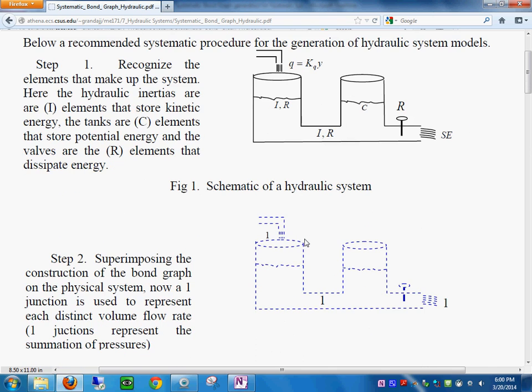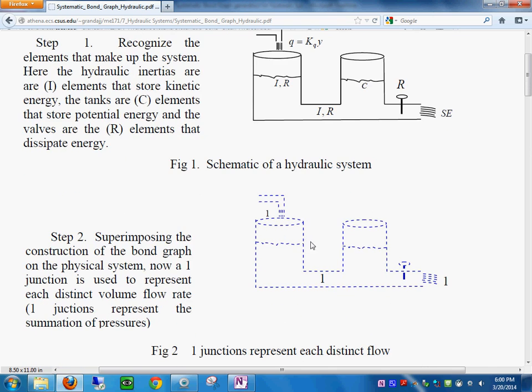But we're going to try something new, and that is we're going to sort of fade out the system in the background and actually try to make a showing that the bond graph has a one-to-one correspondence with the physical system. So for that reason, after recognizing the elements, we're going to draw on the system itself a dotted silhouette, you may say, of the original system.